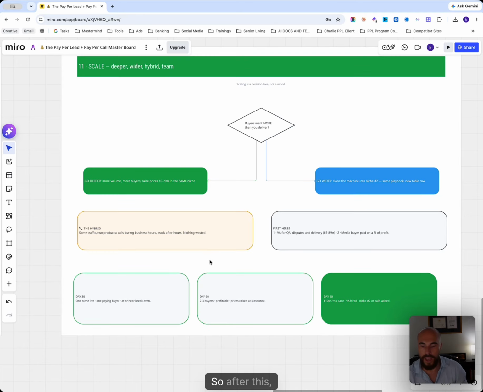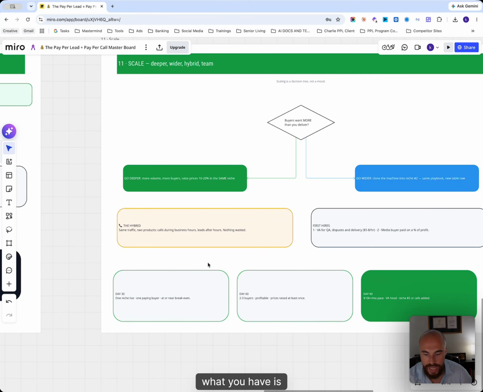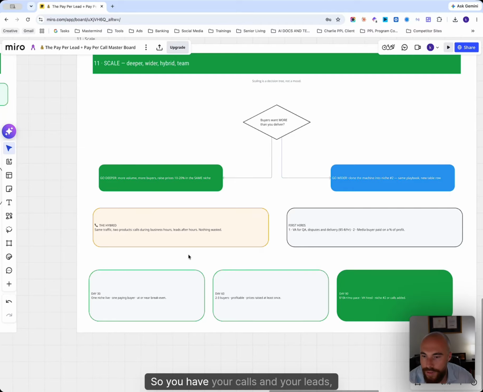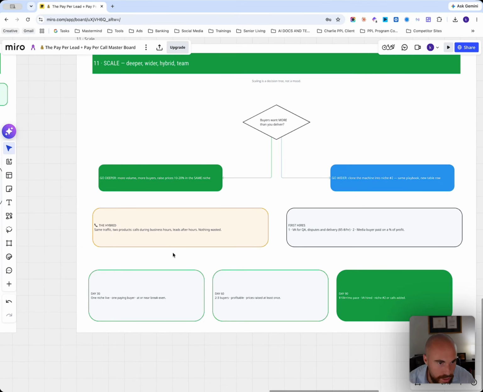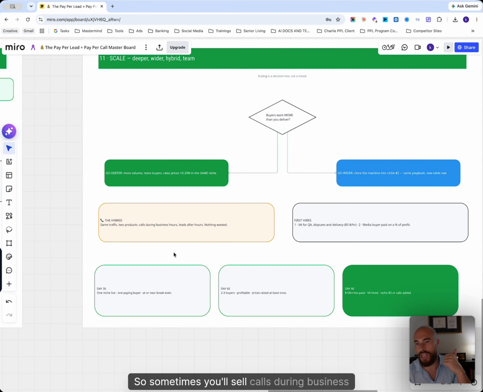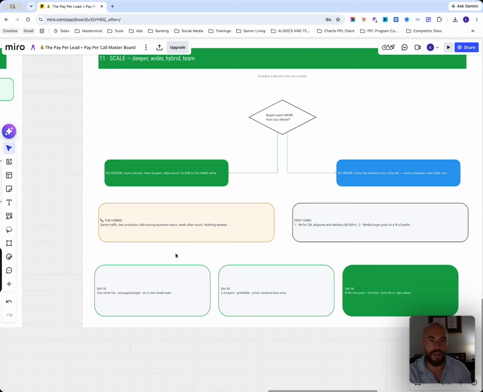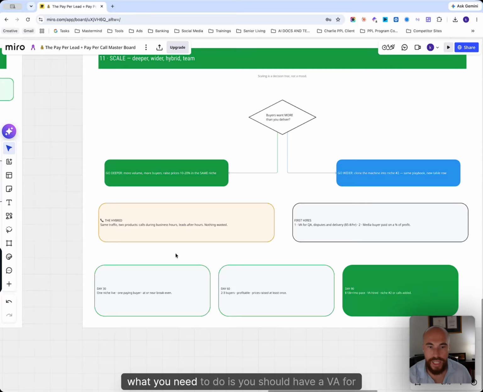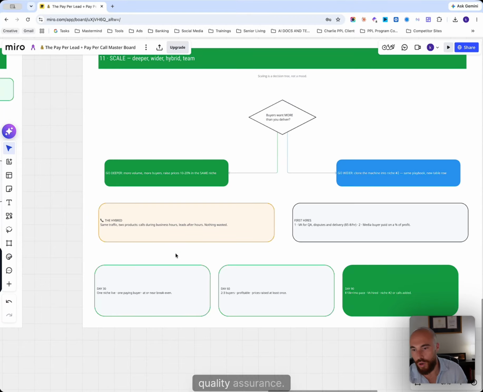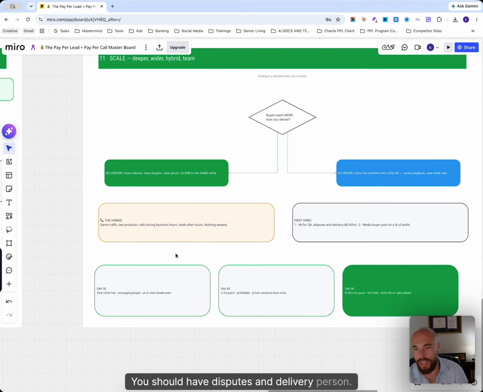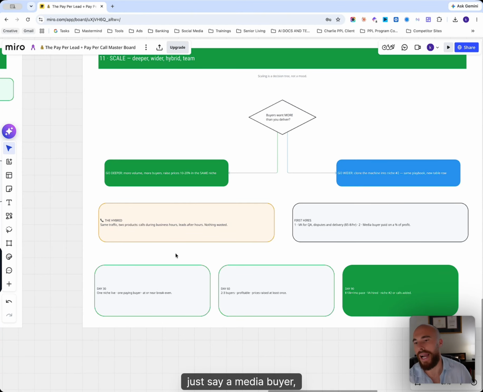Okay. So after this, what you have is the hybrid offer, right? So you have your calls and your leads. Sometimes you'll sell calls during business hours, and then you could sell leads after hours. So for first hires, you should have a VA for quality assurance. You should have a disputes and delivery person, and then you should have a media buyer paid on a percentage of profit, or you could pay them a regular salary.